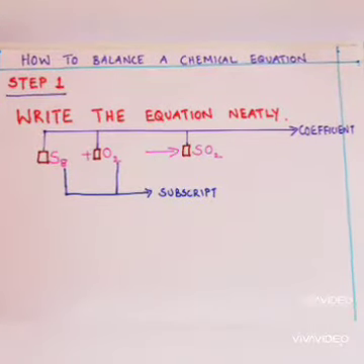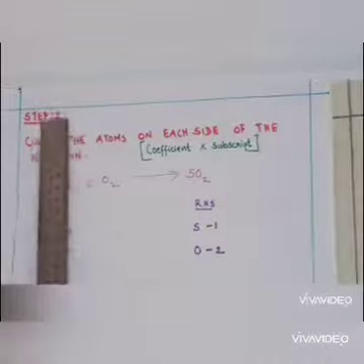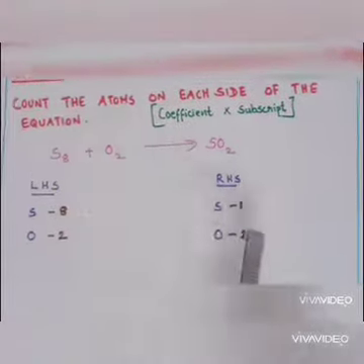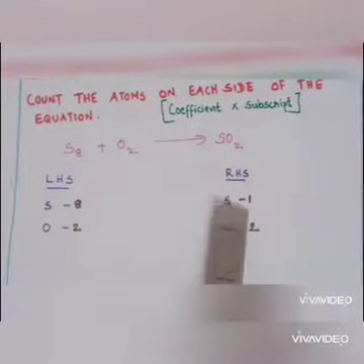Then step number 2 is count the number of atoms on each side of the equation. LHS and RHS, both sides, the number of atoms should be the same. How to find the number of atoms? Coefficient into subscript gives the number of atoms.